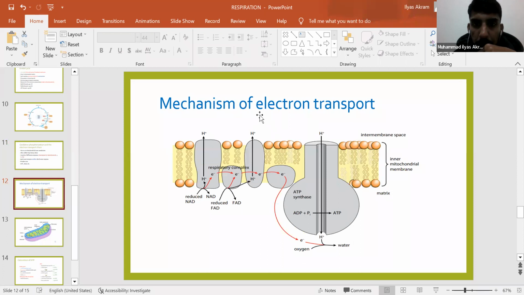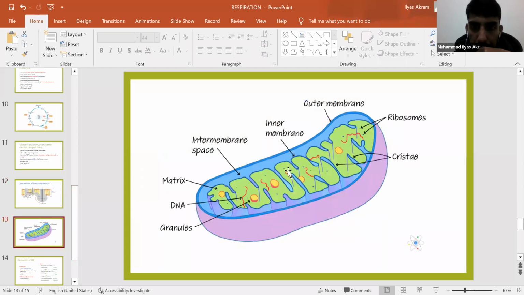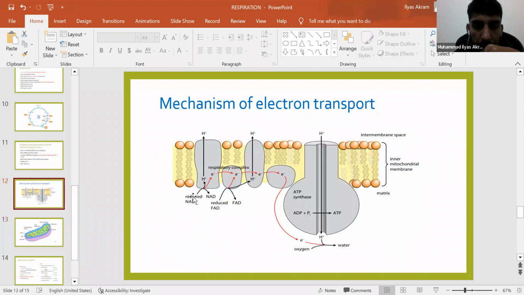This is the inner membrane of mitochondria. So how will electrons transfer from here to the ATP synthase, and how will the energy for ATP synthesis form? When a water molecule breaks down in the matrix of the mitochondria, this is the intermembrane space, and this is the matrix, and this is the inner membrane. The proton that forms here by the hydrolysis of the water molecule will be sent into the intermembrane space of the mitochondria, that is here.